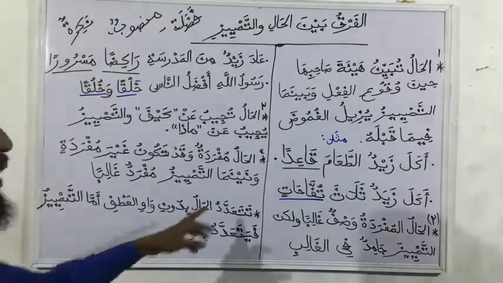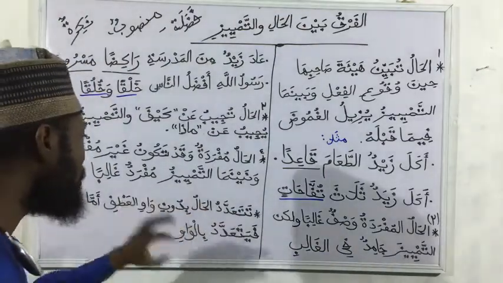Can also come as what? As jumla fi'liya or jumla what? Jumla ismiya. That's why we said that our hal can be mufrada, it can be shibu jumla. If you check the previous class, it can be shibu jumla, and can also be jumla fi'liya or jumla what? Jumla ismiya. وَبَيْنَمَا التَّمْيِيزُ مُفْرَدٌ غَالِبًا.